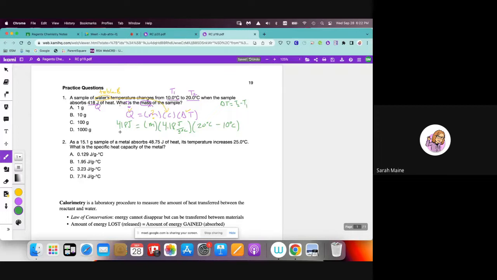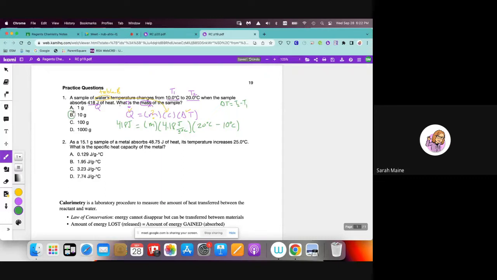So I can divide 418 by 4.18, which gives me 100. And then I need to divide it by the difference of 20 minus 10, which is 10. So I have 100 divided by 10. So the best answer here is B, 10 grams.